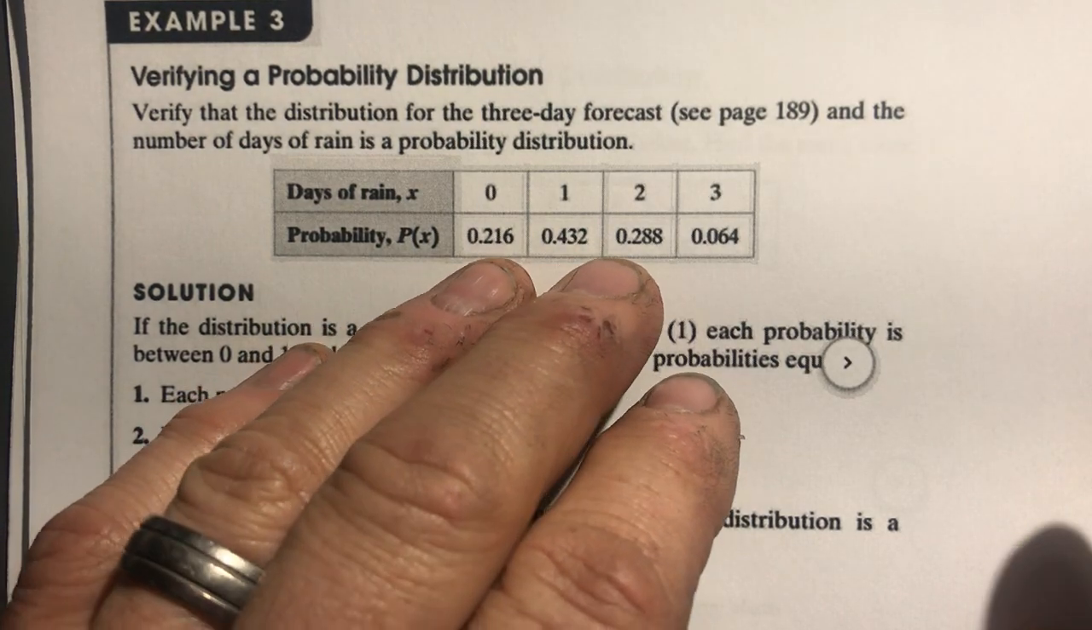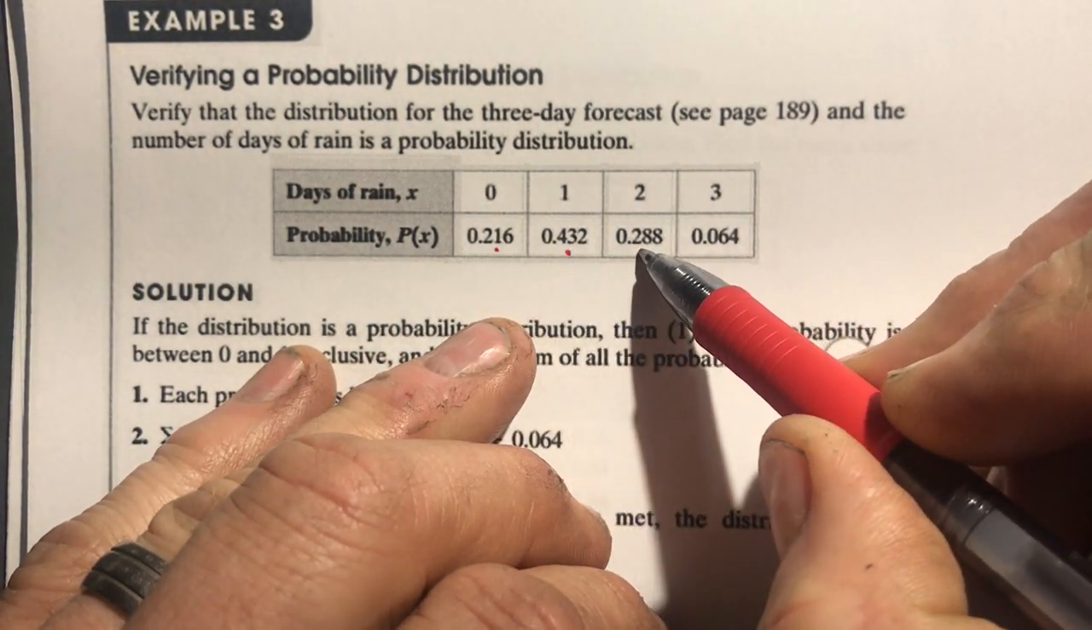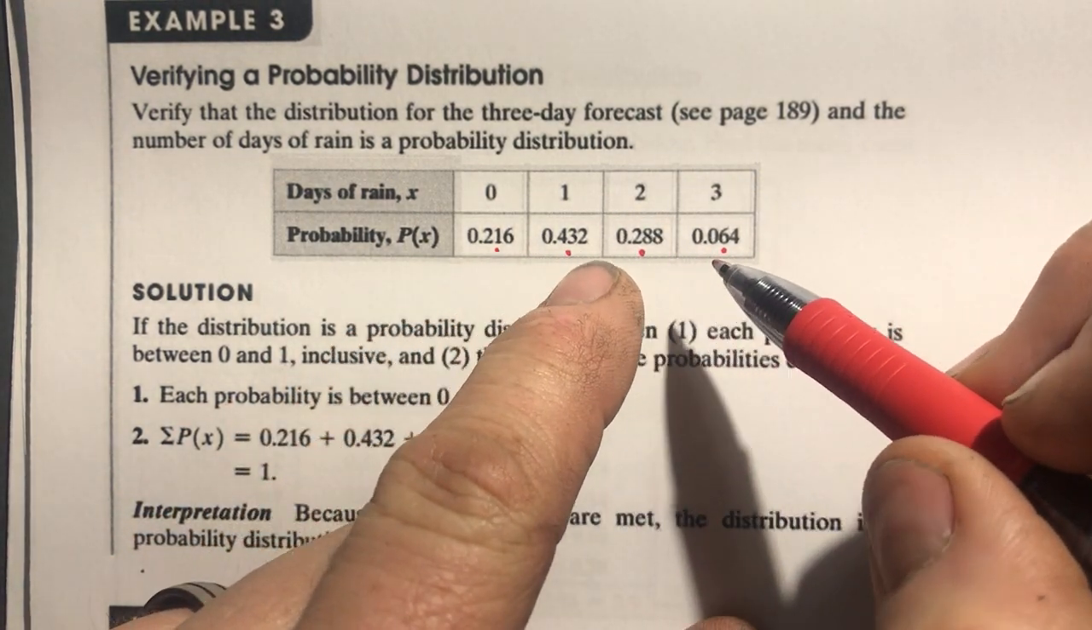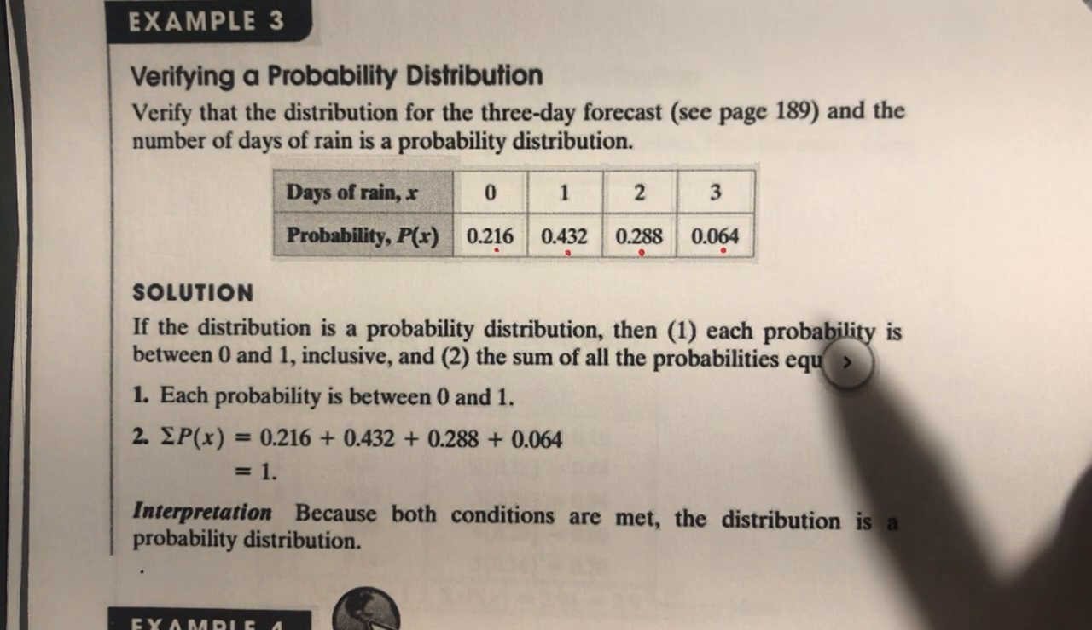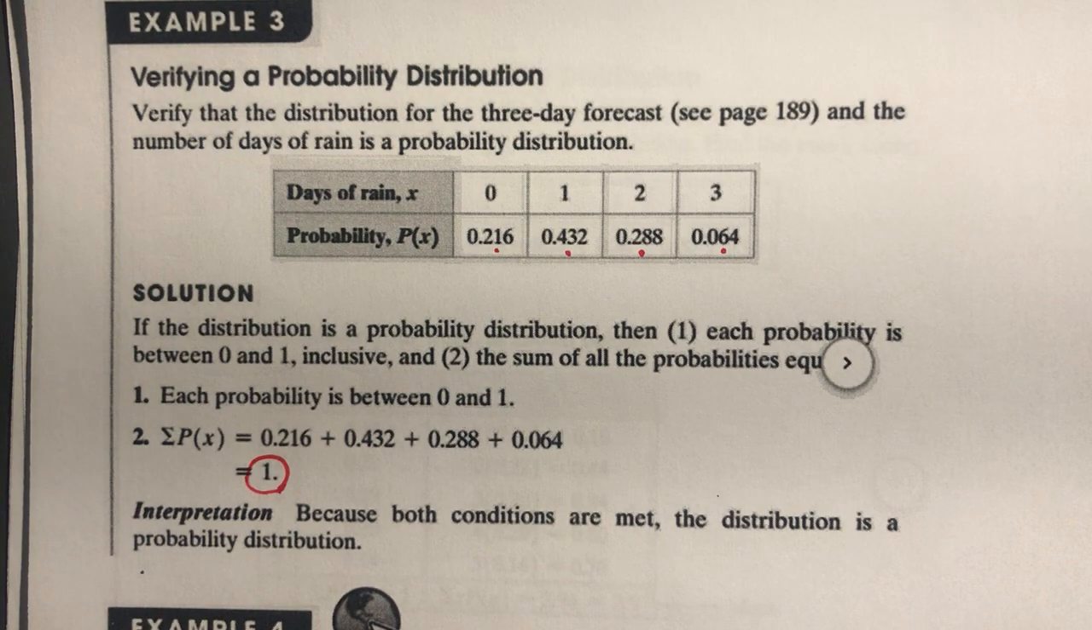Now here's one here. Verify if this is a probability distribution. All right, so look at your individual probabilities here. They're all between 0 and 1, so that's good. Now you add them all up. If you add them all up, it shows it right here. Add them up, it equals 1. So it is a probability distribution.